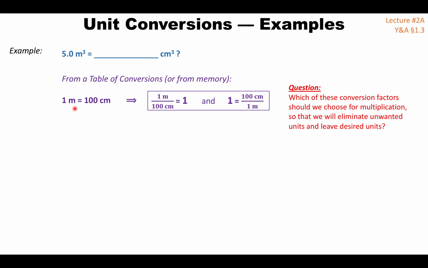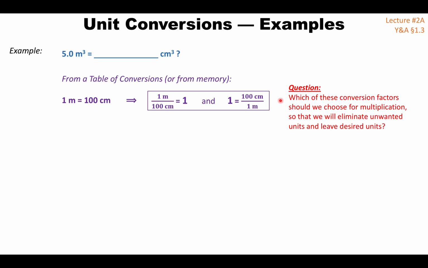And I find this conversion, 1 meter is equal to 100 centimeters, or I might find that 1 centimeter is 100th of a meter. Using this one, I can create 2 conversion factors, and I'm going to want to choose the one of these that will cancel out meters from the numerator and leave me with centimeters in the numerator. So take a look at those 2 and by inspection decide which one to use. Pause the lecture.